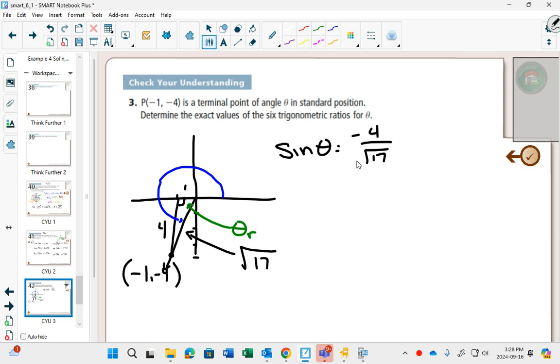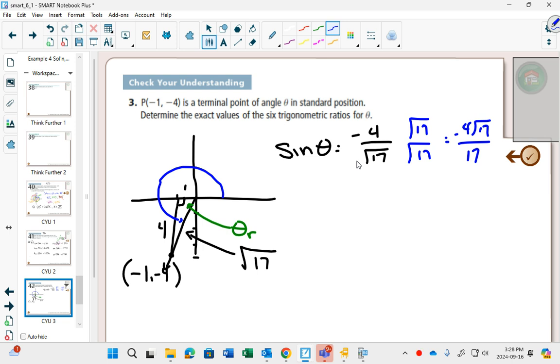I have good news for grade 12. In grade 11, you would have lost marks for not simplifying, because in grade 11 you were taught to be simplified, you can't have a square root in your denominator. That is still true, but in grade 12 they say, we know you know how to do that, right? Remember this, where you would multiply by square root of 17 and square root of 17 and get -4 root 17 over 17? That's also a right answer.